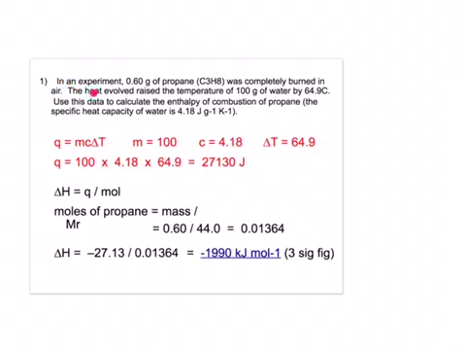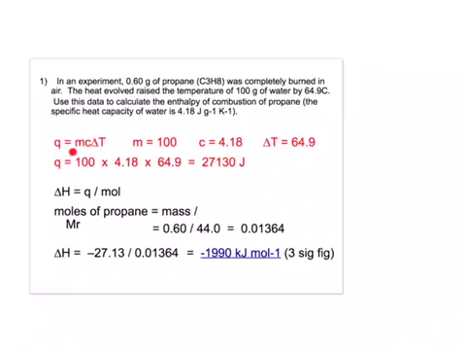Looking at a complete experiment now, imagine I had propane, C3H8, and I had 0.6 grams of the propane. I have completely burnt this in oxygen, and the heat given out by this process increased the temperature of 100 grams of water by 64.9 degrees centigrade. And we're going to use this data now to calculate the enthalpy of combustion of propane.